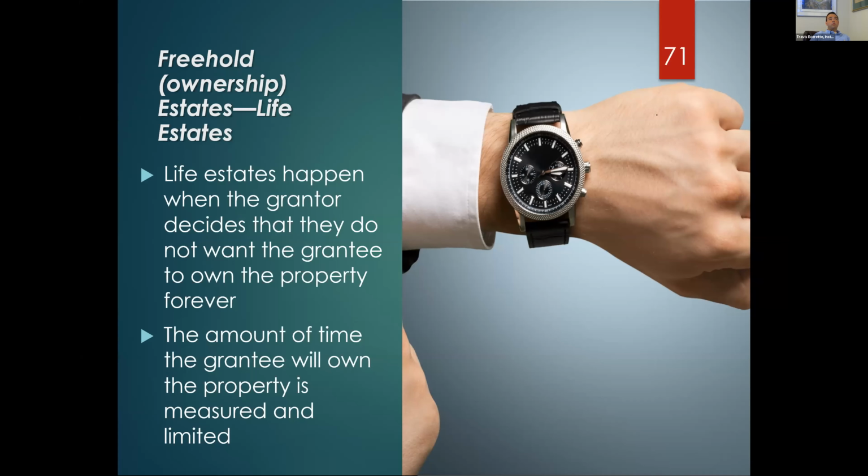Just remind me, help me out. What did we say life estates were a limitation of? The grantor's placing a limitation, and that limitation is what? Time. Good. Very good. So we've got a time limitation. We've got this grantor who wants to be a jerk for whatever reason and limit the amount of time that we can own the property.